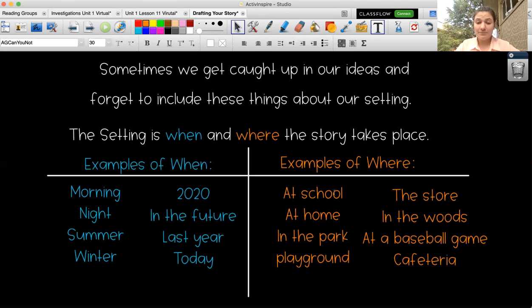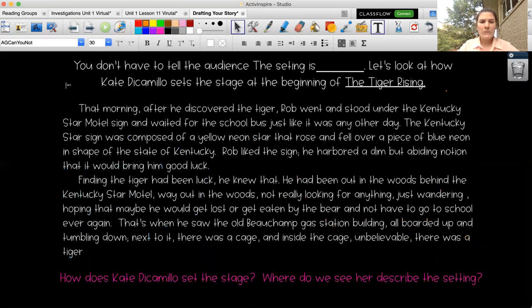And some examples of where are at school, at home, at a baseball game, in the cafeteria, at the store. All these are good examples of where a story could take place. So you don't need to tell your readers or the audience exactly what the setting is by saying, the setting is this, or this is Friday at 2:15 p.m. in the courtyard. You do not need to say that. Sometimes we can do a lot more of showing and not telling within our stories that make it a little bit more detailed and a little bit more exciting to read.